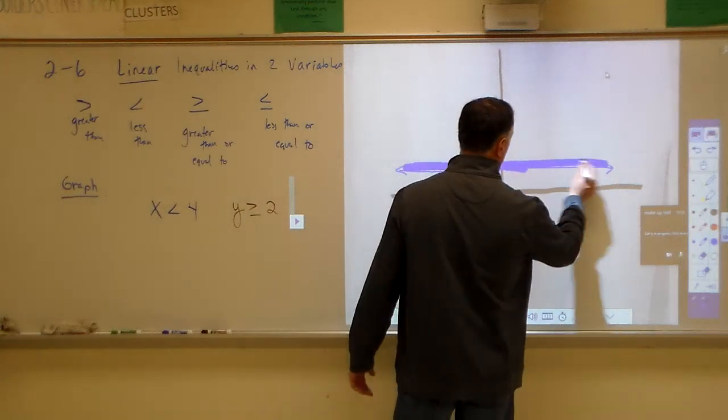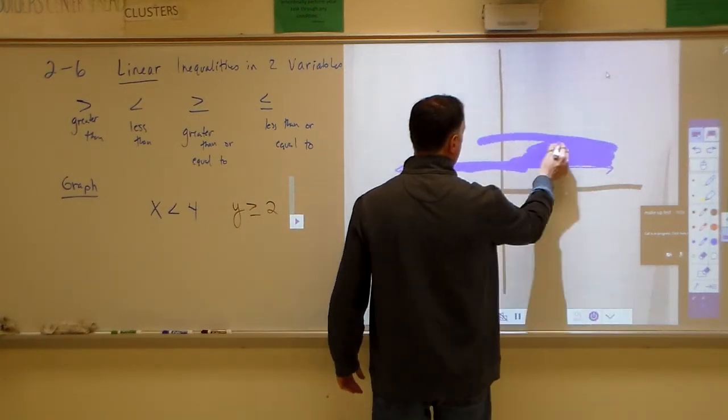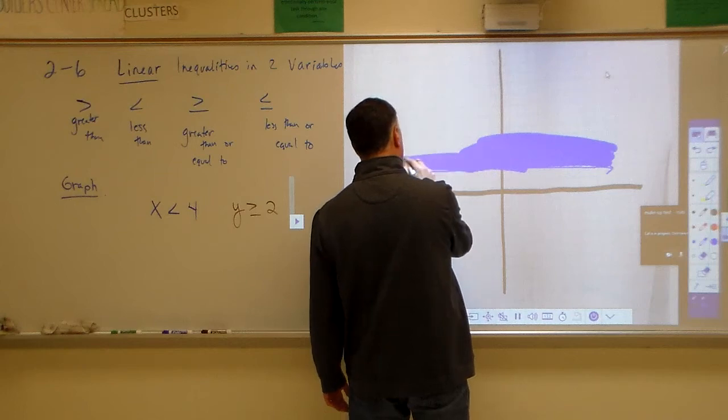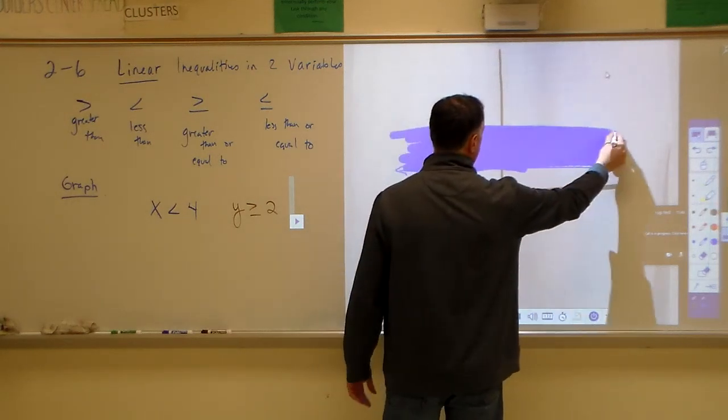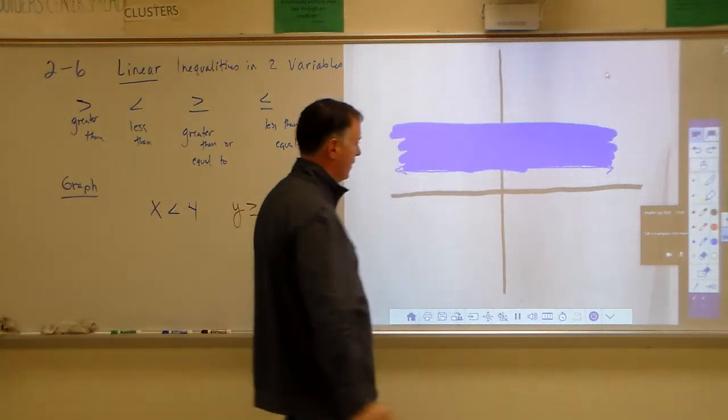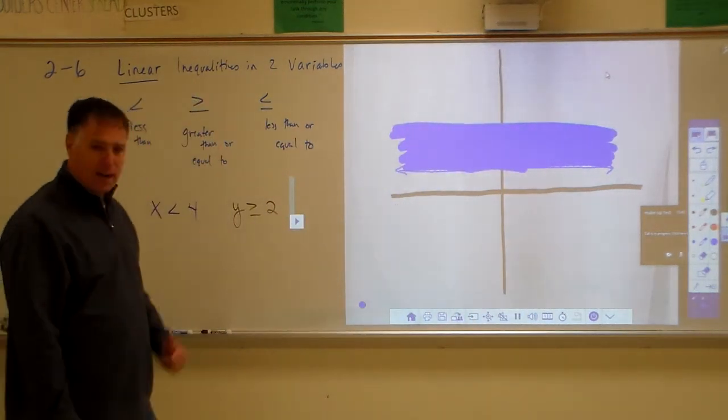If you happen to do that on a homework and you use the pen and you're like, oh man, it's a solid line, and I wanted it to be dotted, just make a note there and say, this should be a dotted line. I'll give it to you. All right, y is greater than or equal to 2.